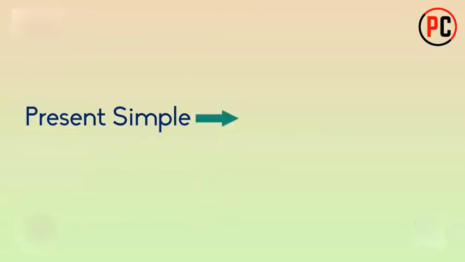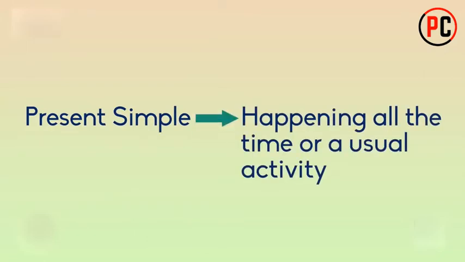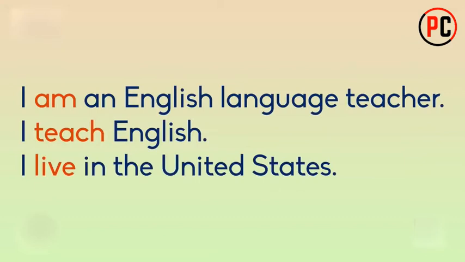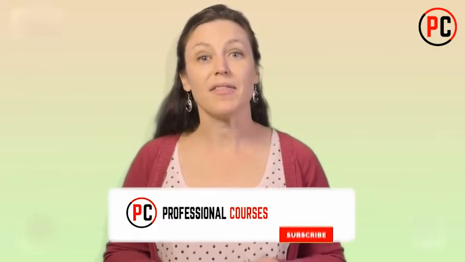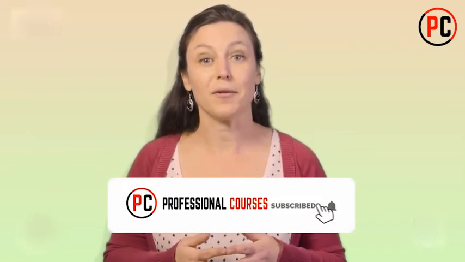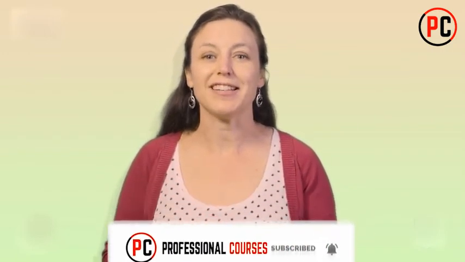We use the present simple to say if something happens all the time or is a usual activity. For example, I am an English language instructor. I teach English. I live in the United States. I work at a university. You can see that I'm using the present simple because I'm speaking about things that happen all the time for me and are usual activities.